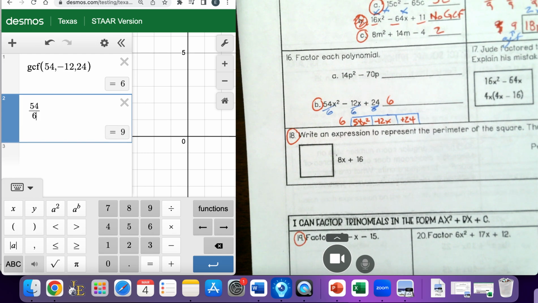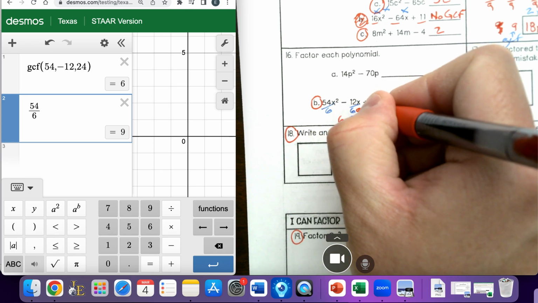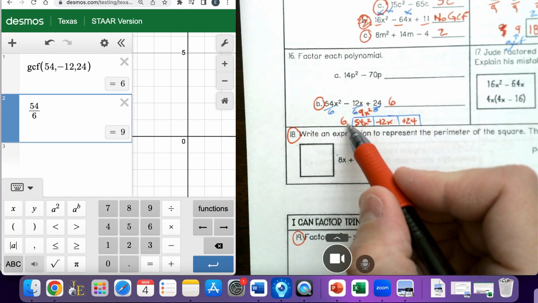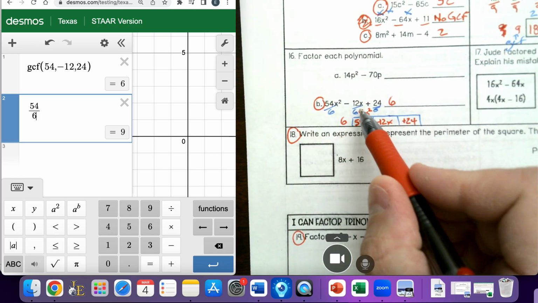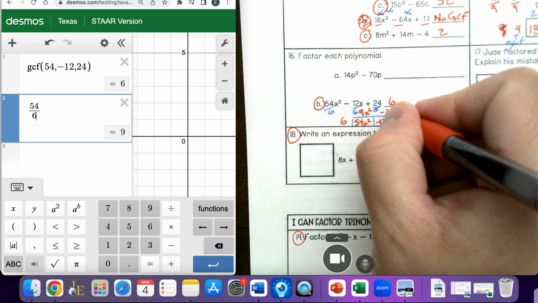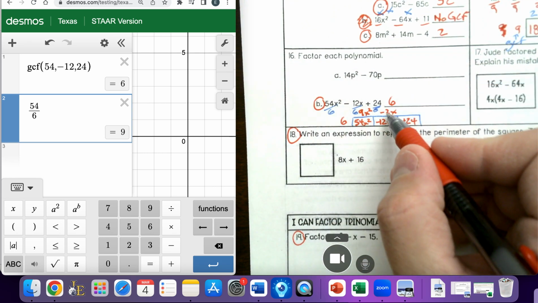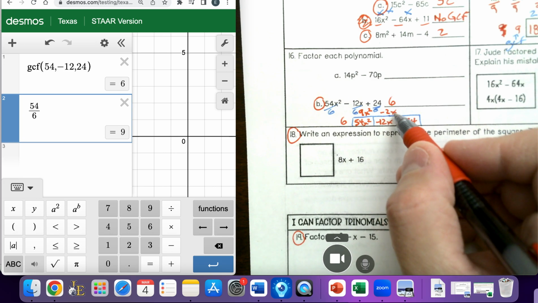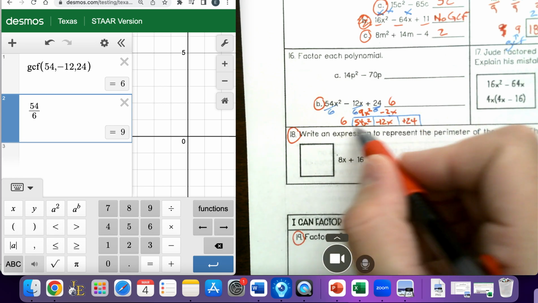That gets me a 9. So we would have a 9x squared here because there's no x with the 6. What's negative 12 divided by 6? Well, that's negative 2. And we're going to have an x here because 6 times negative 12 has a negative 12, but we need one x between these two. So that goes with this one.